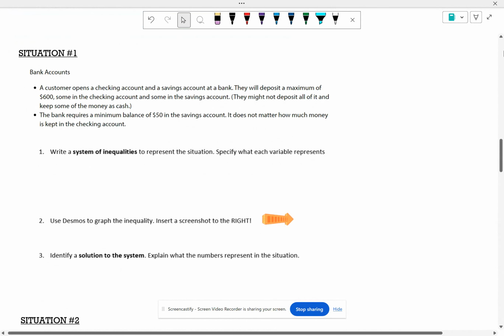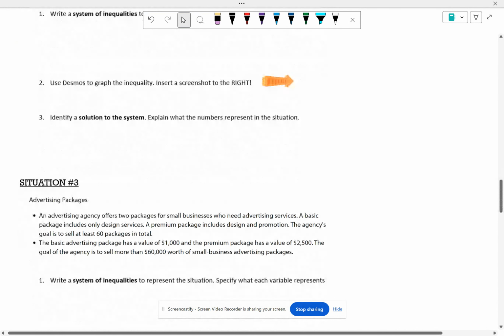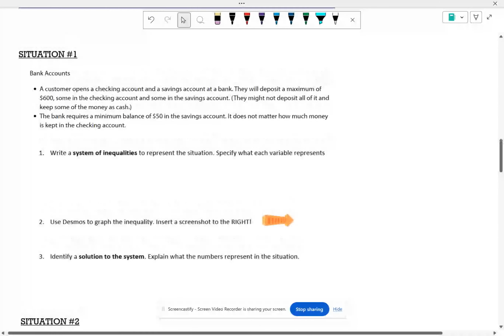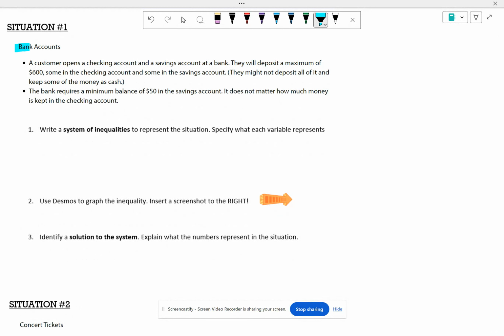Now that we've looked at a system of inequalities, we're going to start graphing them together and coming up with solutions. So there's three situations here that we're going to look at. We're going to look at two of them, and you'll try one of them on your own, but they're all pretty similar. We're going to write a system of inequalities, graph it on Desmos, and then use that graph to identify a solution. So the first one involves bank accounts.